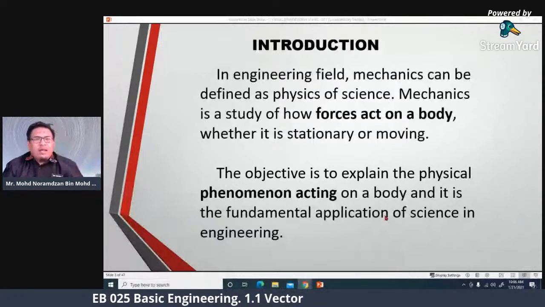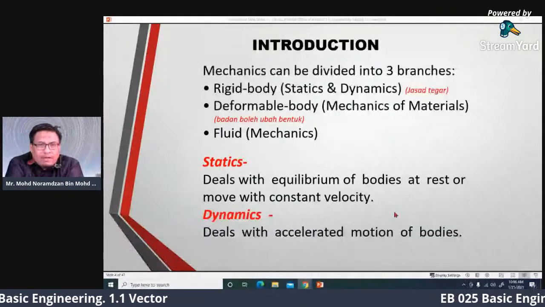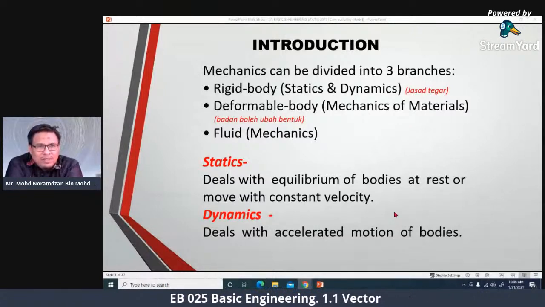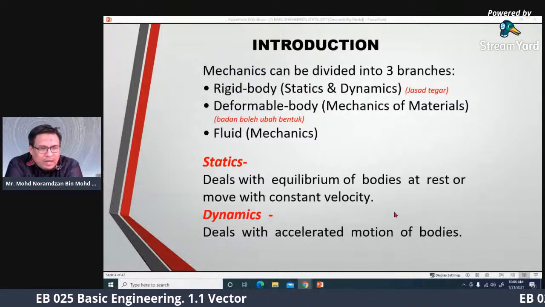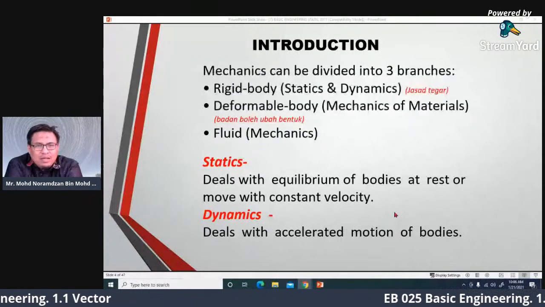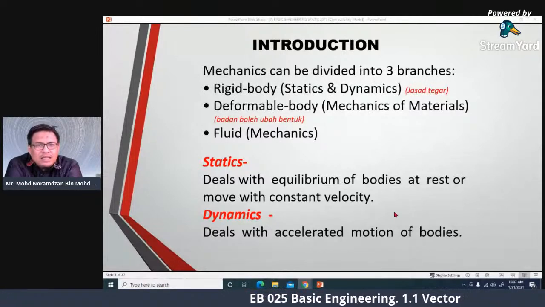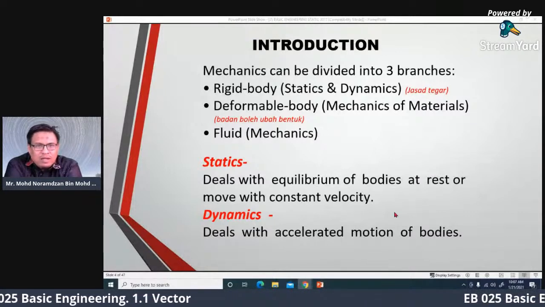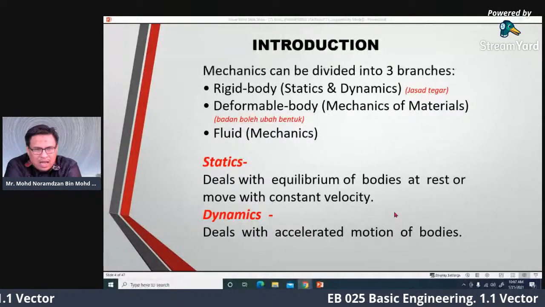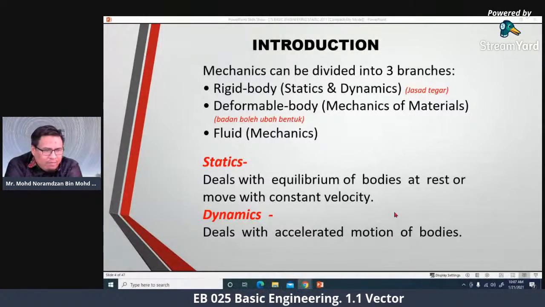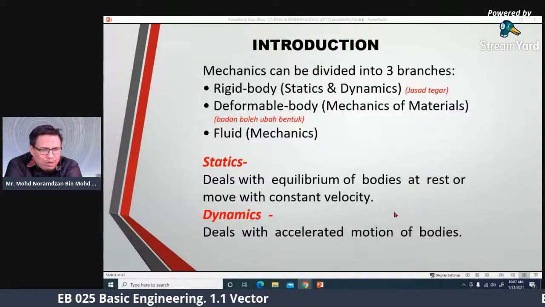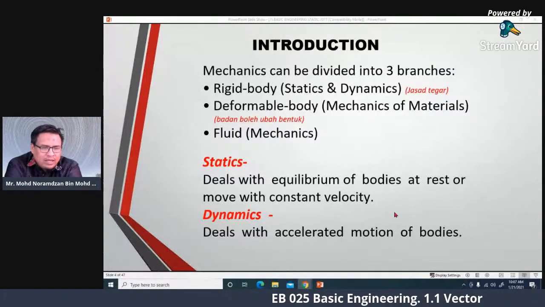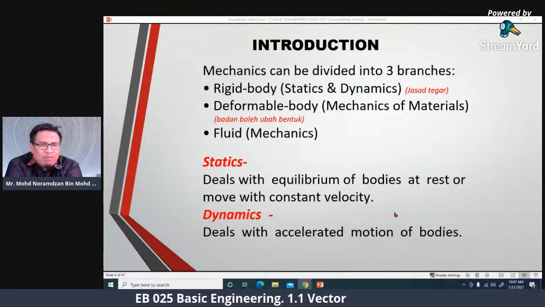Mechanics can be divided into 3 branches. Mechanics here is not a mechanic repairing a car. A robot is mechanics, a robot can move. First, rigid body: static and dynamic. Static means staying at one place, not moving. Rigid body in Bahasa Melayu is called jasad tegar. And dynamic means moving. If you pull the object and it moves, we call it dynamic. Static means staying at one place, not moving.